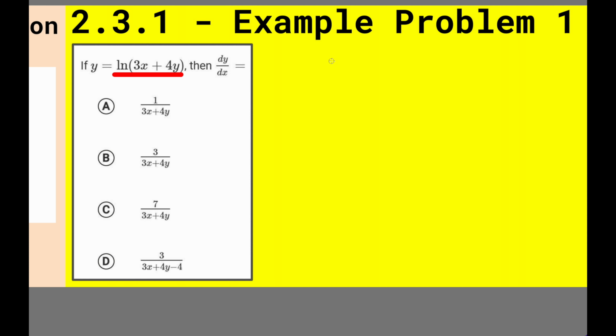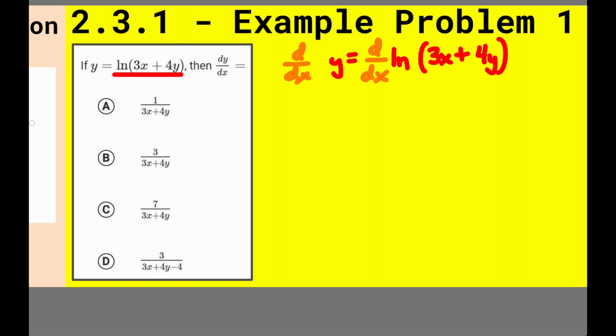So first thing I'm going to do, and this is always step 1 when you're doing these problems, is take the derivative of both sides with respect to x. So d over dx on both sides. So that's what I'm going to do. D over dx, d over dx. The derivative of y is just going to be, because the x and the y don't match, you do the derivative like normal, which is just the derivative of y is 1, times dy over dx.